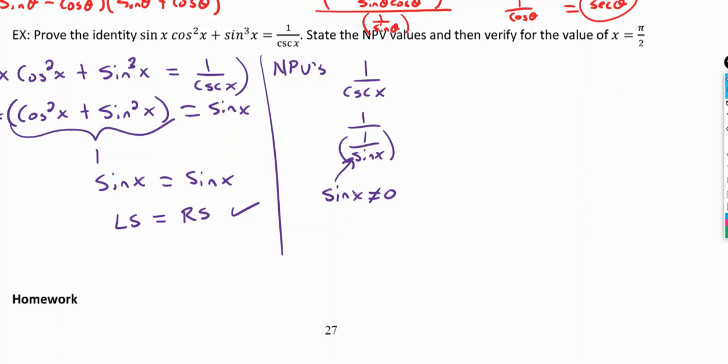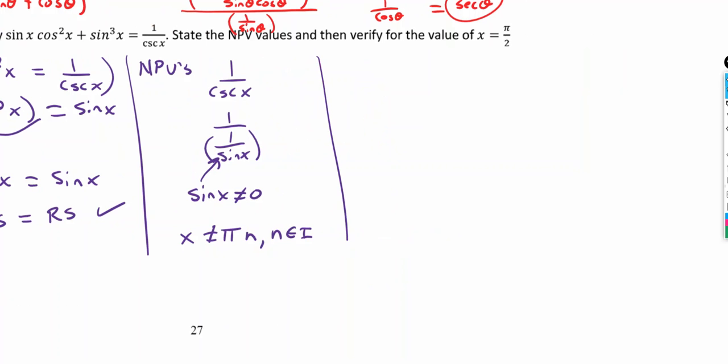Now where is that going to happen? Sine x equals 0, so x cannot equal pi times n. That'd be at 0 radians, and then pi, and then all the way around, where n is a member of the integers. Okay, then last part here, we're going to just verify.